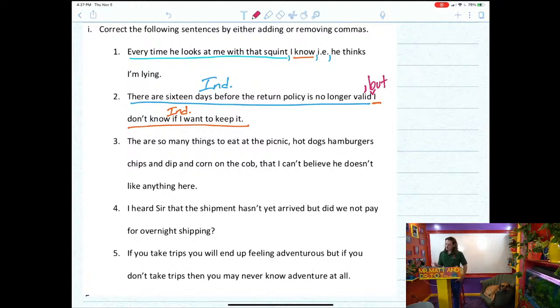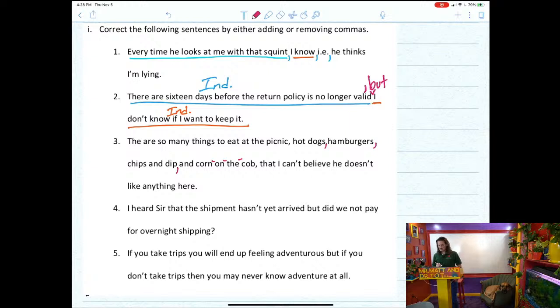So there are so many things to eat at the picnic, comma, hot dogs, comma, hamburgers, comma. Now chips and dip, that's one dish. That's a little tricky, but chips and dip go together. Technically, that's one dish. And then corn on the cob, we haven't gone through this, but technically this should be hyphenated, I believe. I do believe corn-on-the-cob is a hyphenated name. That I can't believe he doesn't like anything here. So we just need commas between the series listings in the parenthetical clause.